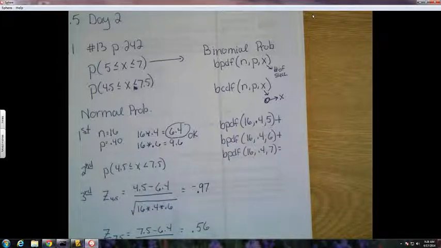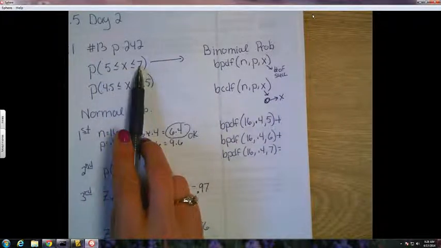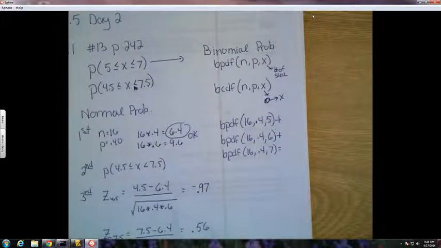Why are we deciding these? Because that was my probability question. I was looking for 5 or 6 or 7 successes. Why couldn't we just use what we just learned yesterday though? We could. The question said compare the 2 answers, to see how close they actually are. Is the normal a good approximation for the binomial?